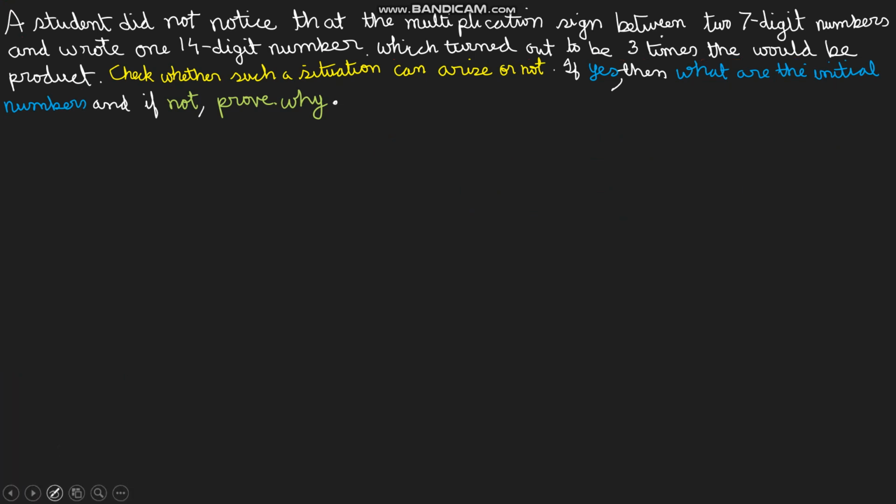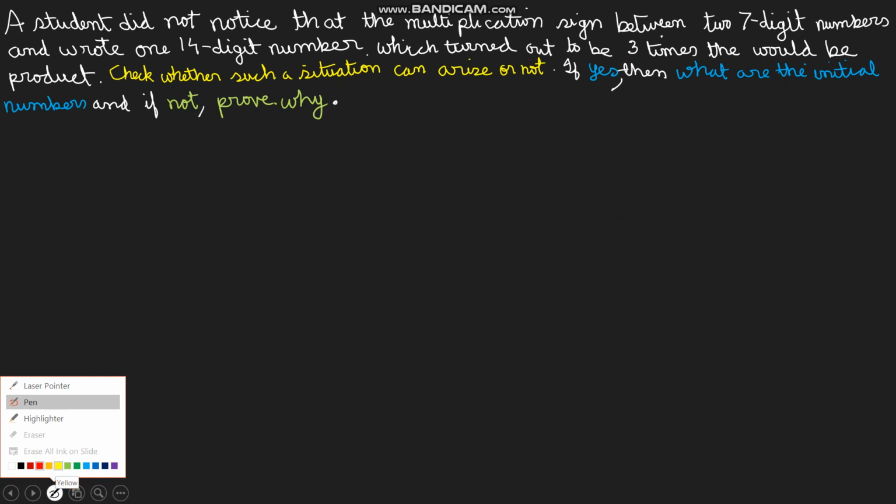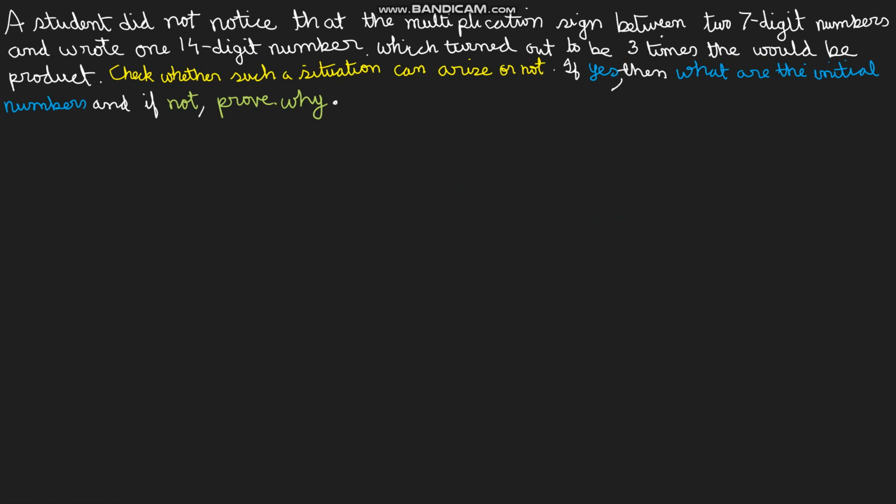I am erasing everything. Now, let's start with the question. First of all, let us write the number. We can write those 7-digit numbers as A and B, separate 7-digit numbers, one and another. What the student has done, we can write as A times 10 to the power 7 plus B. This is what the student has done.